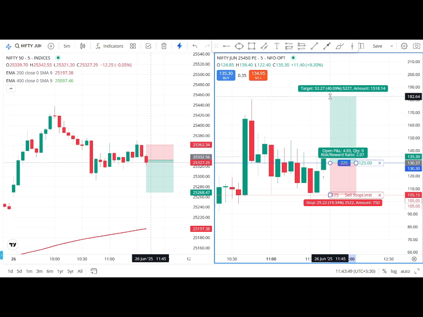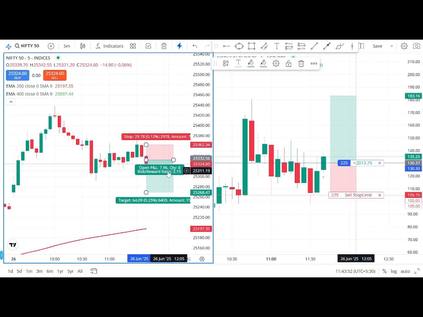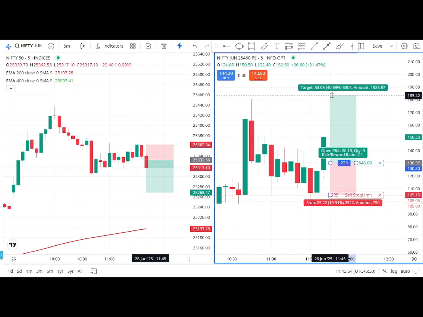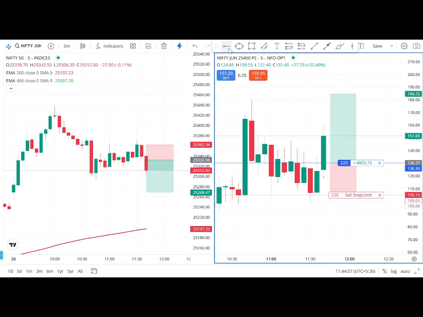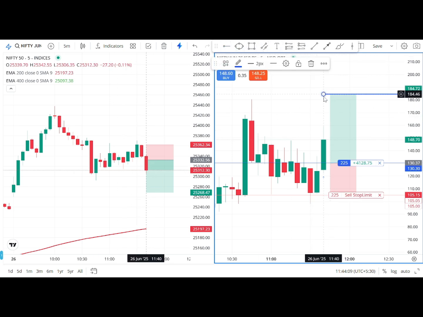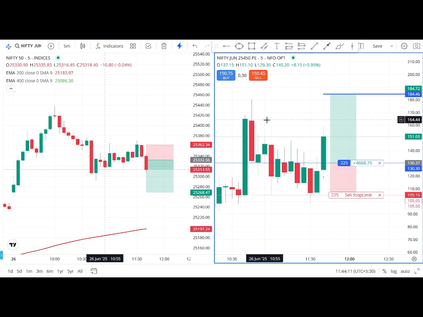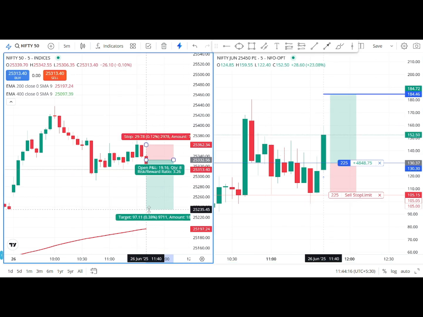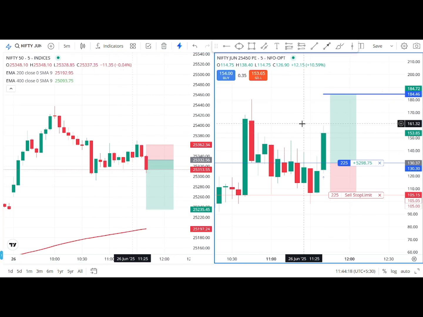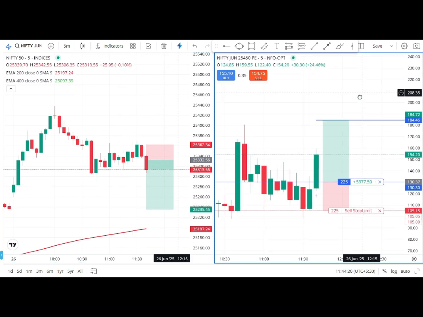Okay, let me wait for the candle close. I just need a bullish candle in the option chart and a great red candle in the spot chart. Okay, let me wait. I'm placing a horizontal line. And the second target is going to be yesterday's low. Yesterday's low and high always work as support and resistance. So I'm placing yesterday's low as the second target.